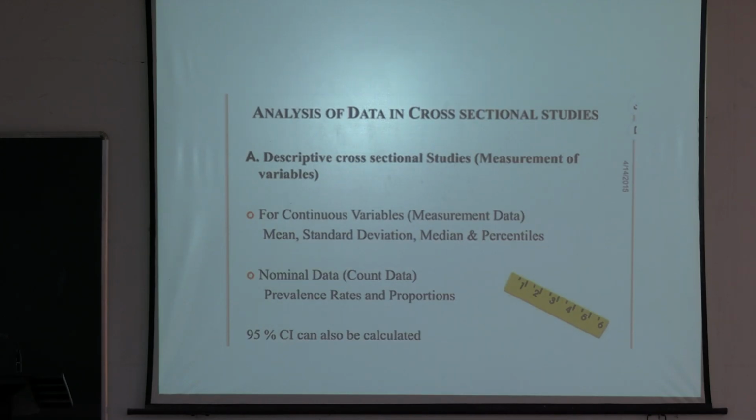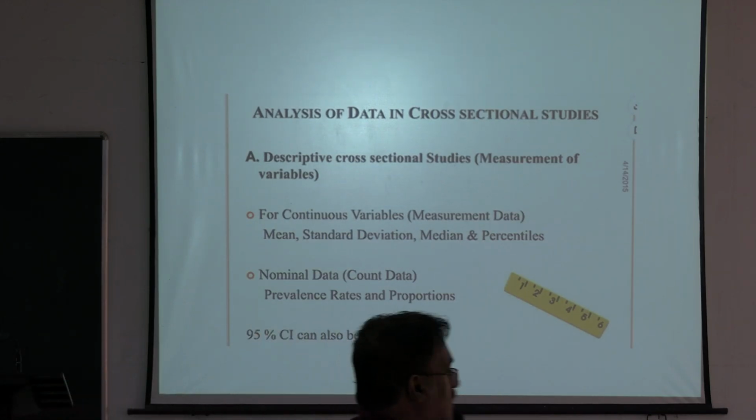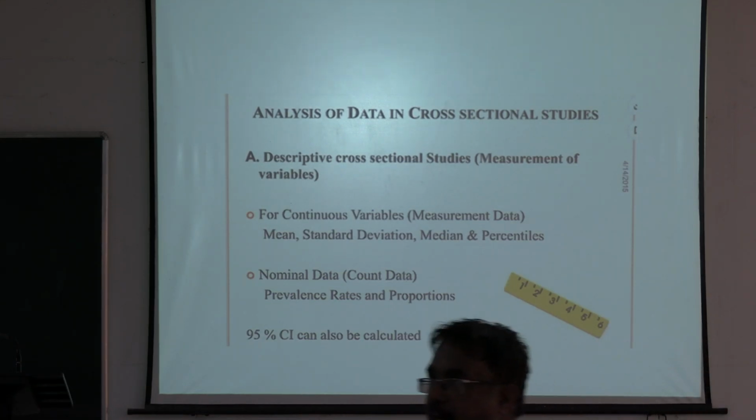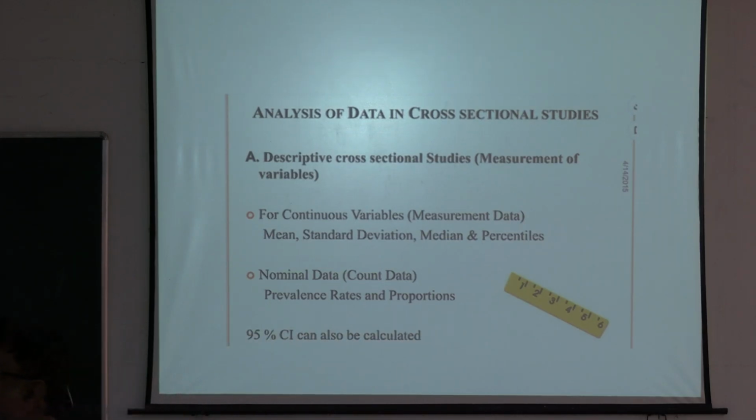Similarly, the other one is the nominal data, prevalence rates and proportions. So 95% confidence limit. What do you mean by 95% confidence limits? 95% means 95% of the population will come under this group. That is the thing.